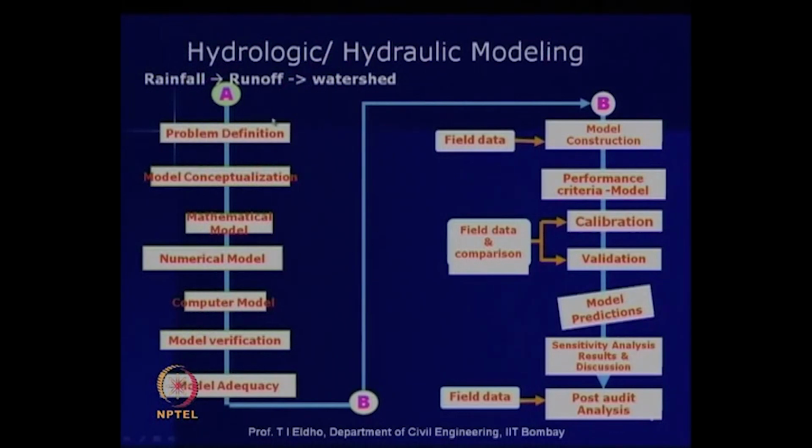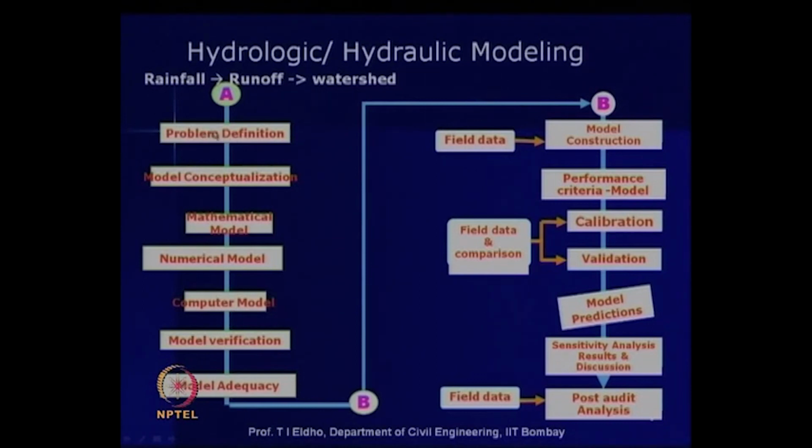Now, when we are dealing with hydrologic and hydraulic modeling, here I have put a slide which we have discussed earlier also, for example, rainfall to runoff. Two aspects are there. The first one is hydrologic modeling and then hydraulic routing or hydraulic modeling. We have to start with the problem, like to assess the runoff within the watershed.